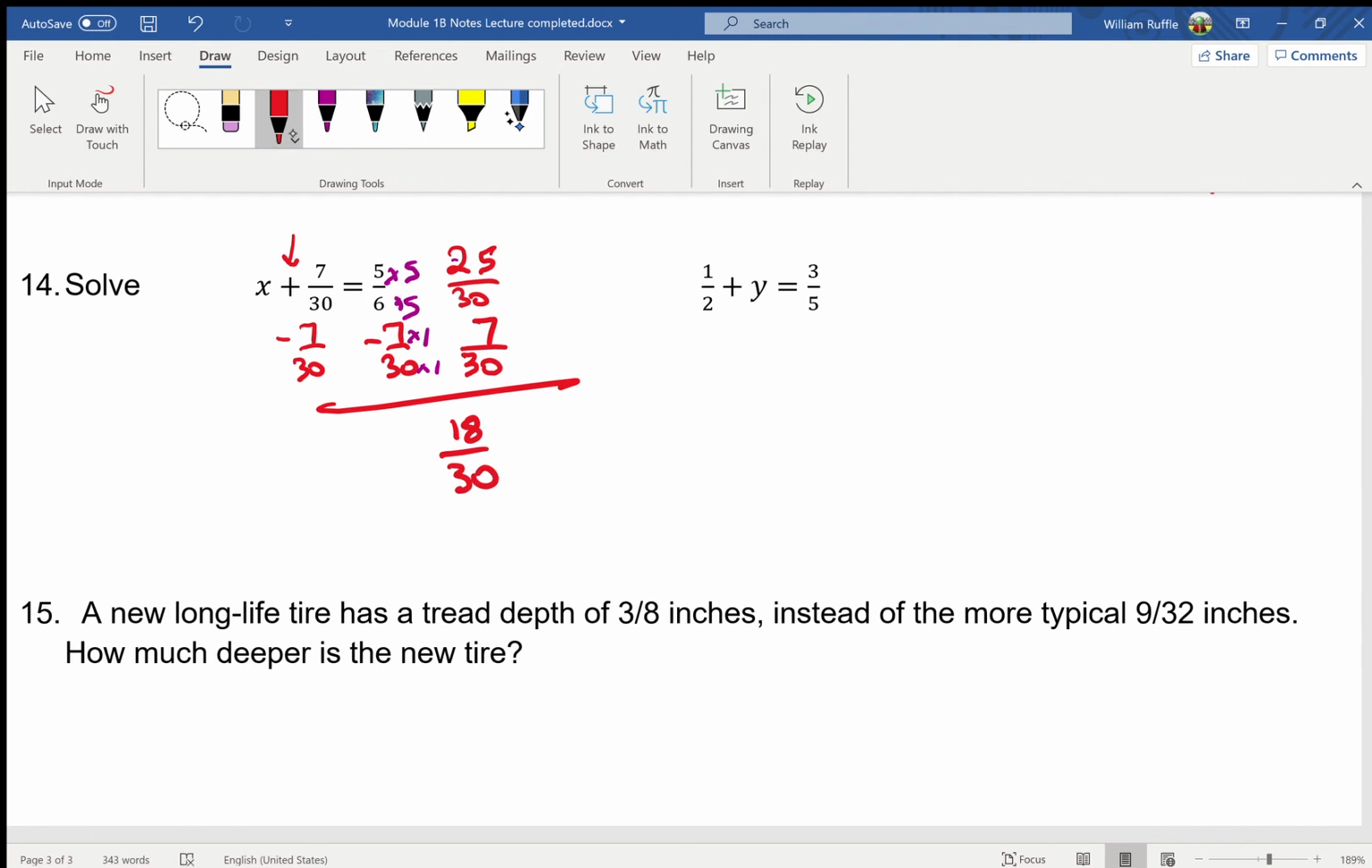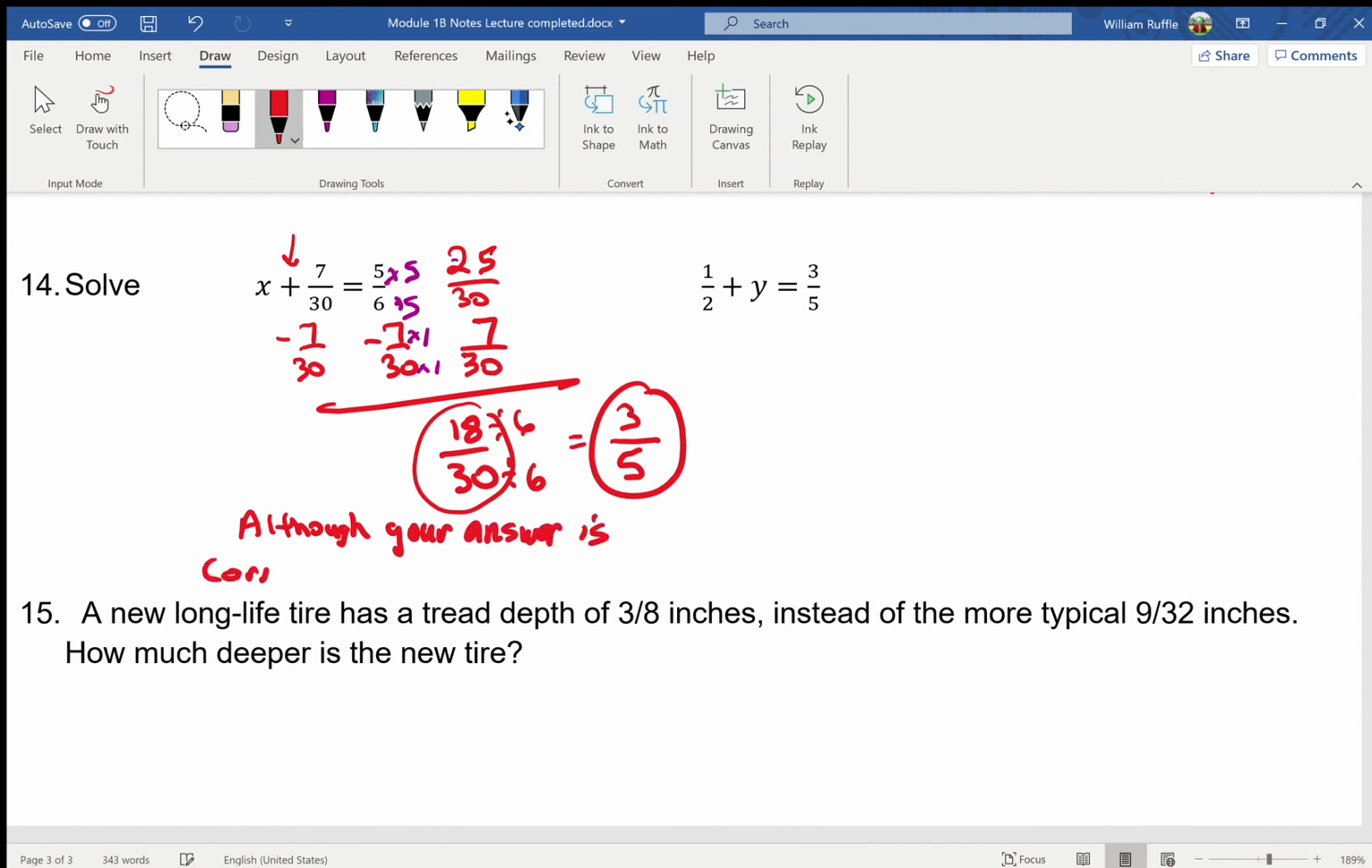Now, immediately I should notice these are both even numbers, so I can definitely reduce it. Now if I look close enough, 6 is the largest common factor. 18 divided by 6 is 3, 30 divided by 6 is 5, and that's my correct reduced answer. Now, when you are doing the homework, if you type in 18 over 30, it's going to say, although your answer is correct, it is not in the proper form.